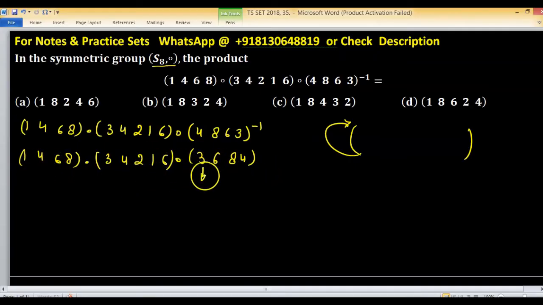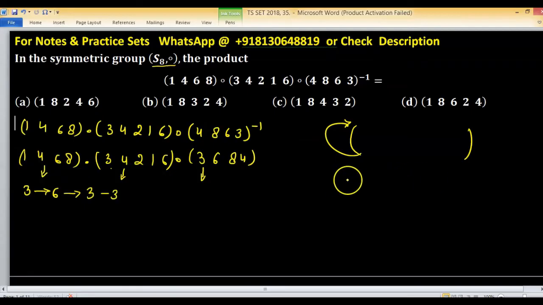So pick the last one. Pick 3 from the last one. 3 is going to 6. 6 is going to 3 from this one, and 3 is going to 3.